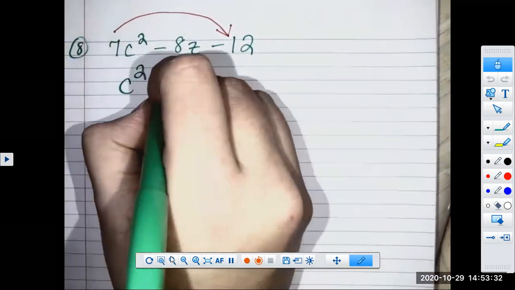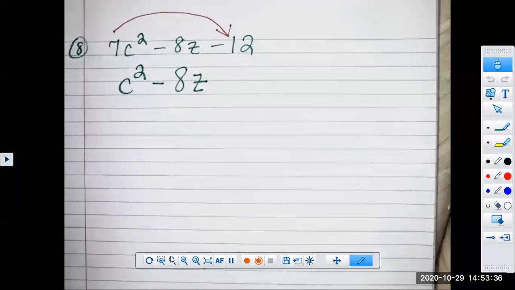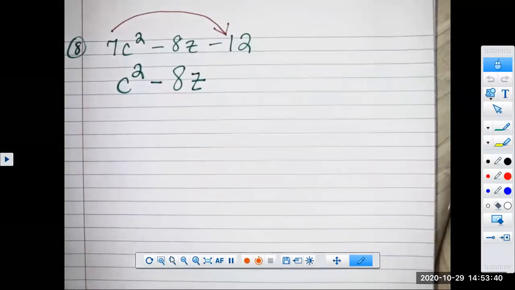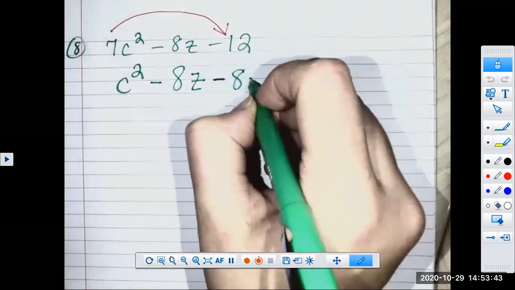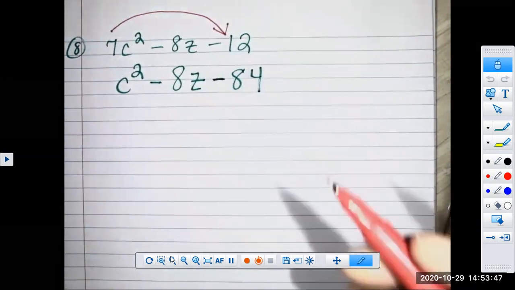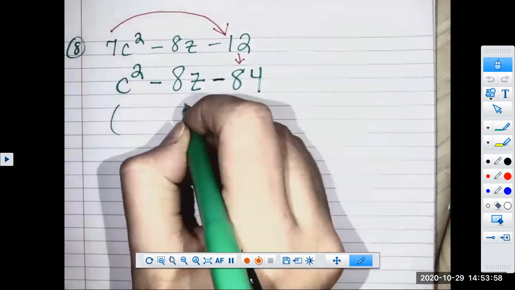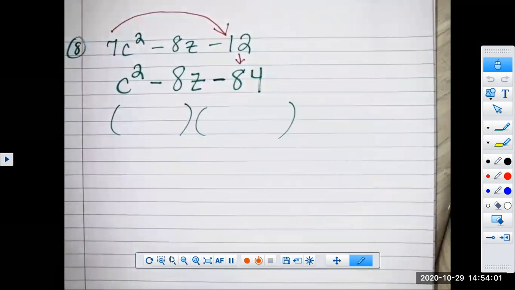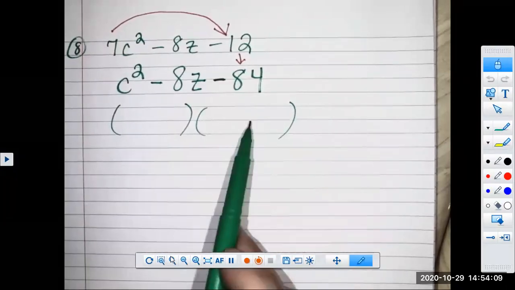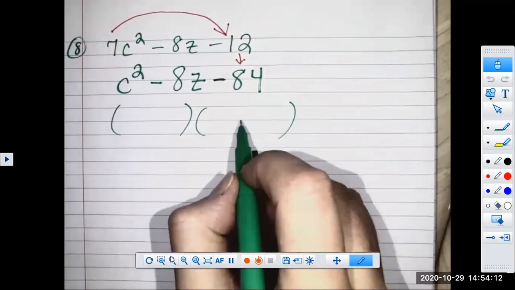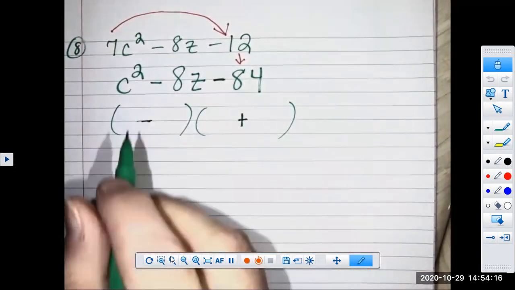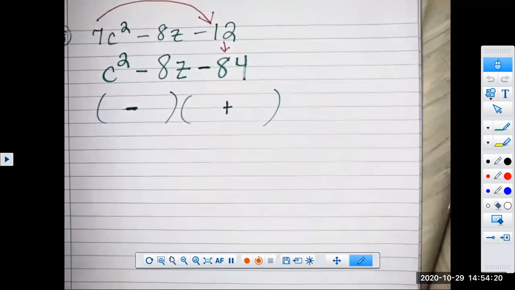So we're left with c squared minus 8c and 12 times 7 will give you 84. Okay, now I factor this just like we did in the last problems. Tell me what my signs will be. Good, and I'm just going to put the plus sign here, minus, doesn't matter. I'm looking for two numbers that multiply to 84 that subtract to 8.